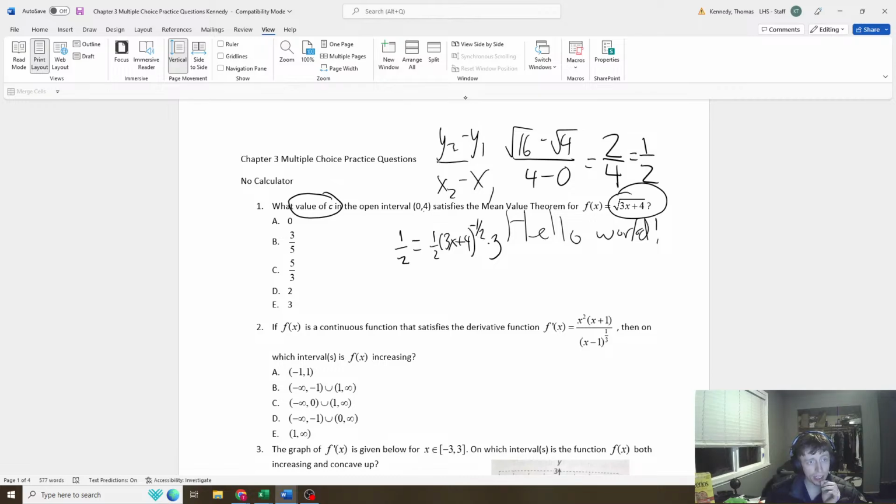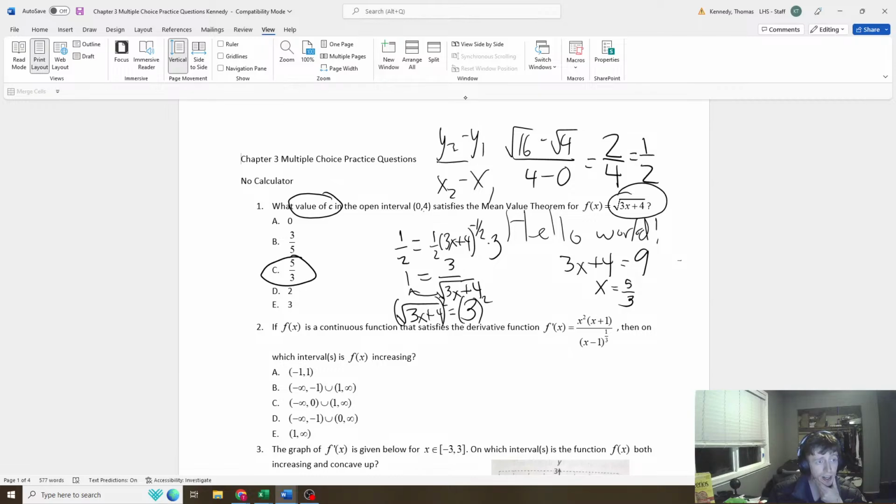What do we do? Multiply both sides by 2. We get 1 equals 3 over the square root of 3x plus 4. We can multiply this square root over to the other side. I just rewrote the 3x plus 4 to the minus 1/2 here. We get square root of 3x plus 4 equals 3. This is where you can square both sides. We get 9 equals 3x plus 4, and now this question is light work. It's an algebra 1 question. Subtract 4, divide by 3. x is 5/3. And that's the value guaranteed on our interval.